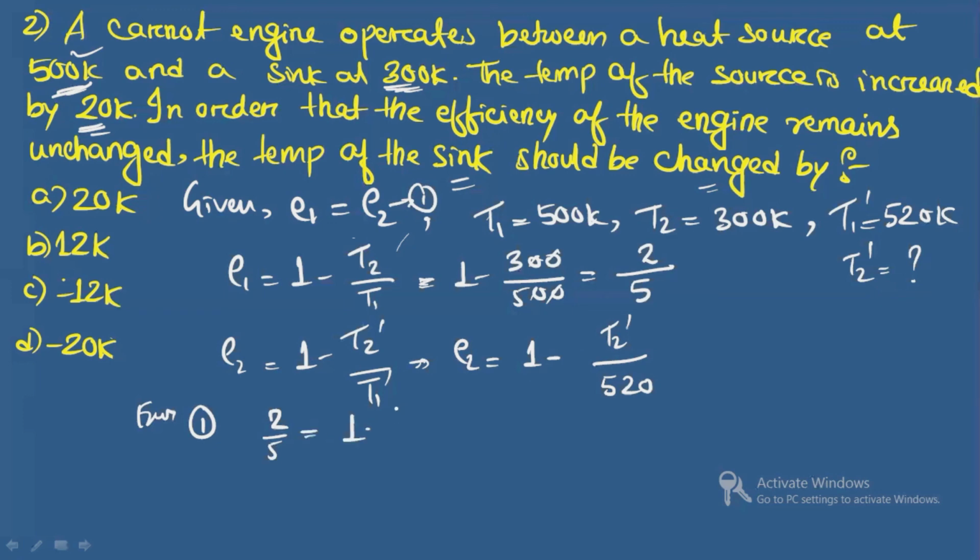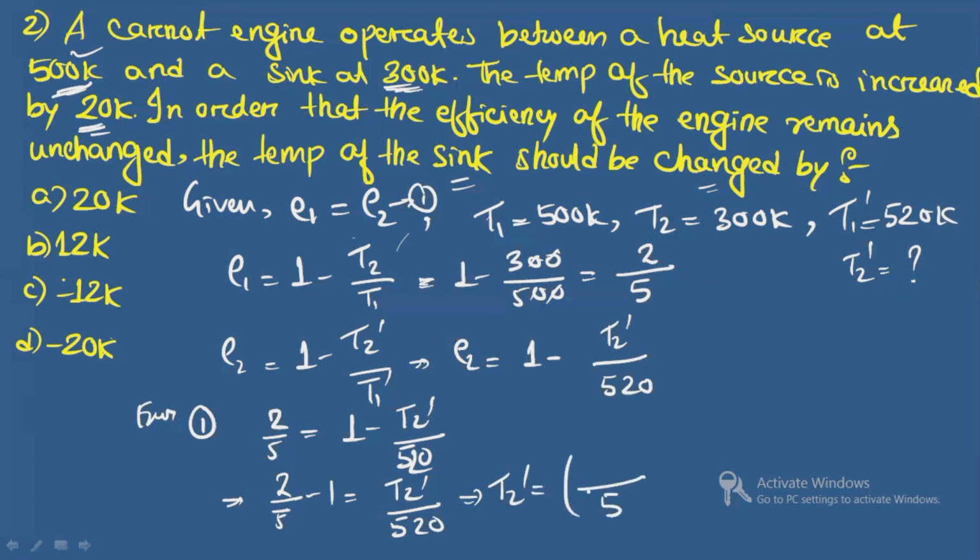It is equals to what? 1 minus T2 prime by 520. All right. So you can write 2 by 5 minus 1. It is equals to what? T2 prime by this 520. All right. So you can write what? T2 prime, it is equals to what?